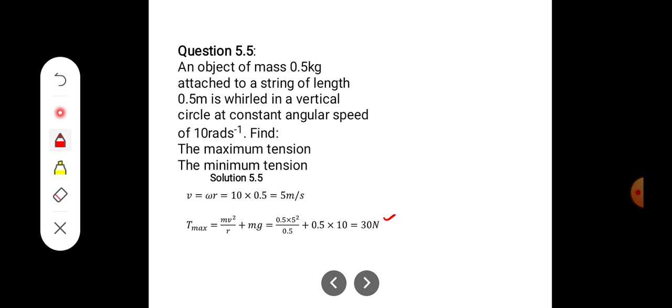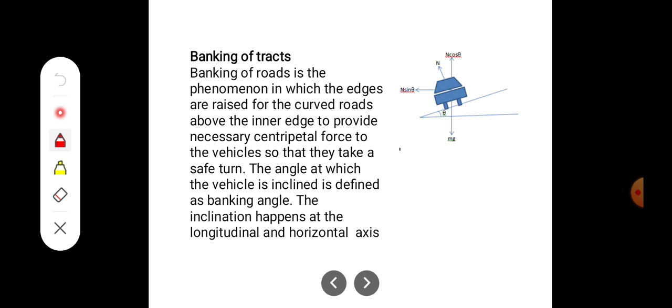Okay, substituting the value for mv squared all over r: v is 5, r is 0.5, then plus m is 0.5, g, we are using 10 as acceleration due to gravity. But for the minimum here, you just subtract. The difference is that in the maximum tension you add, in the minimum tension you subtract, and we are here with 20 newtons. So that is beautiful. Let's see another question.